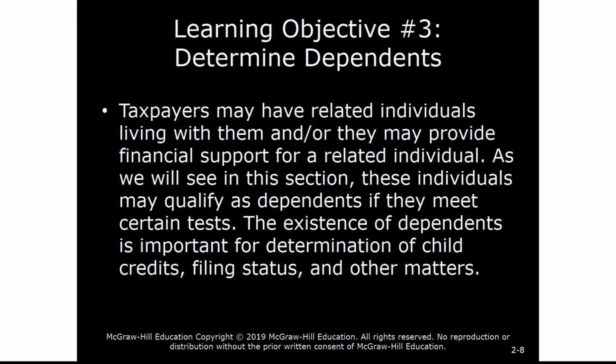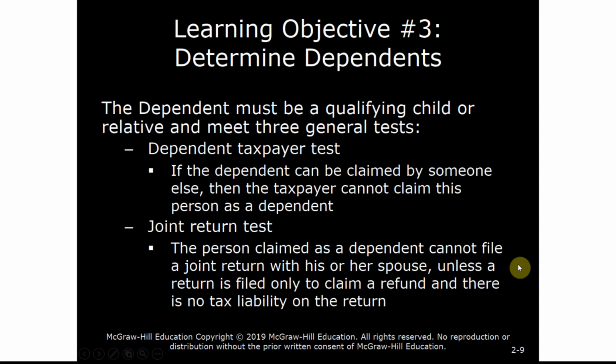So in terms of determining dependents, taxpayers may have related individuals living with them. As I said before, they may be living apart, living separate in certain cases. But whether or not we have dependents is really important in determining any child credits that might be available for those under 17, our filing status, and many other tax issues. So to be a dependent, then, the dependent must be either a qualifying child or a qualifying relative.